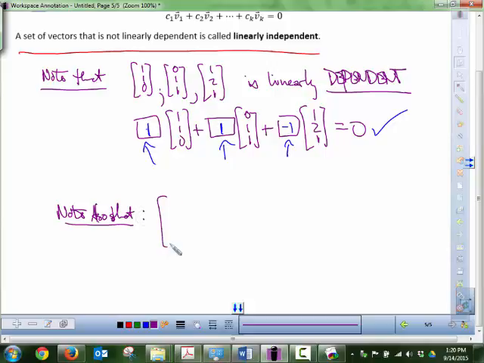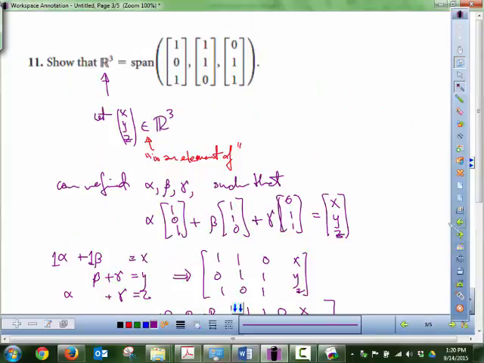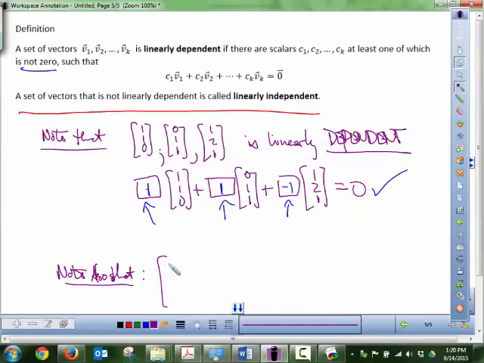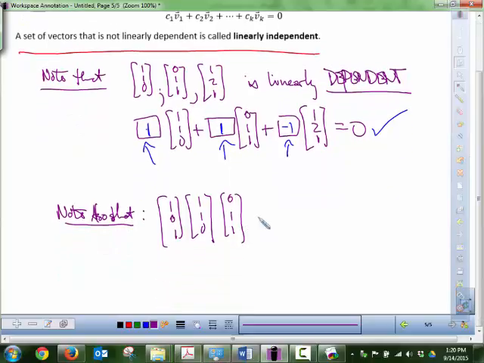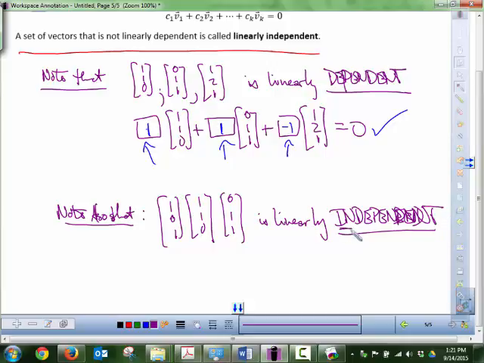So the other example we had, you remember what the other example was? 101, 110, and 011. Is that right? Independent. Whatever. So this is independent.